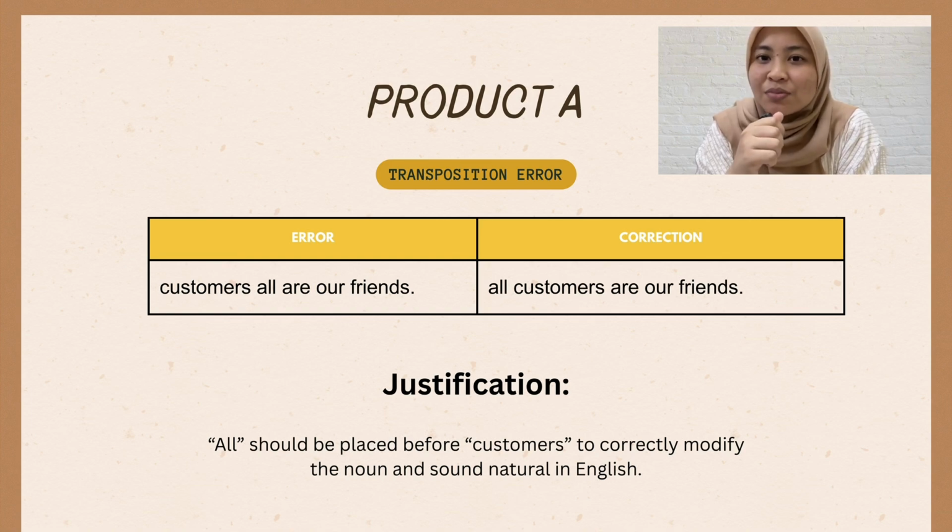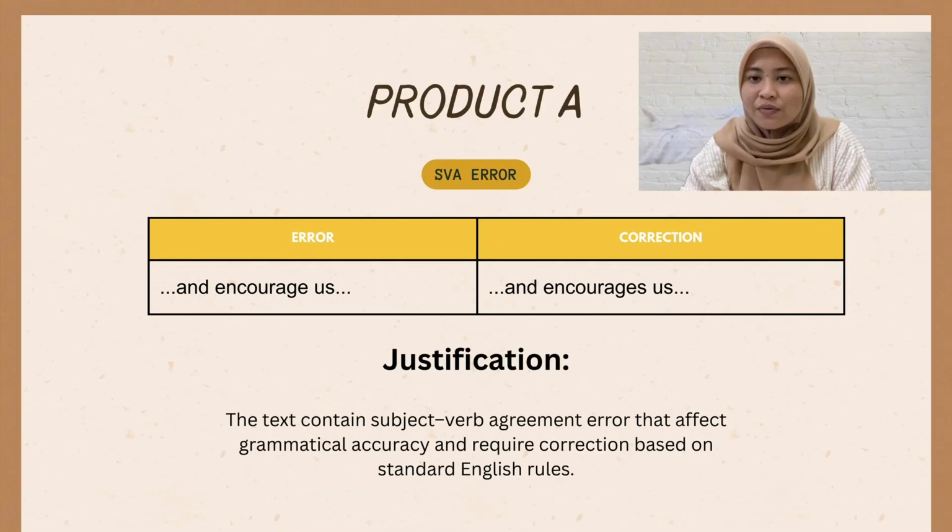Natural structure also makes the product description sound more trustworthy. Lastly, we found a subject-verb agreement error in the text. To make a sentence grammatically correct and accurate, we should match the verb with the subject.